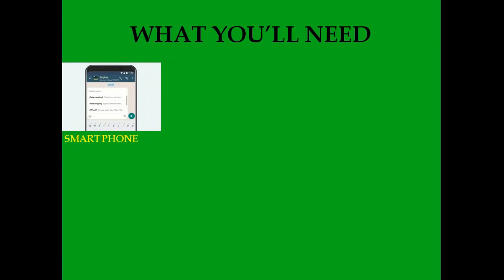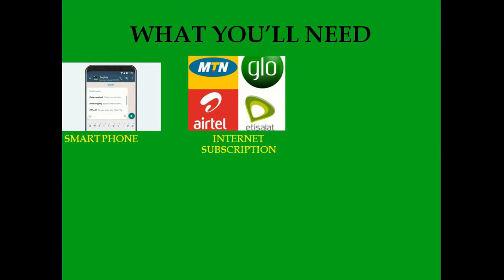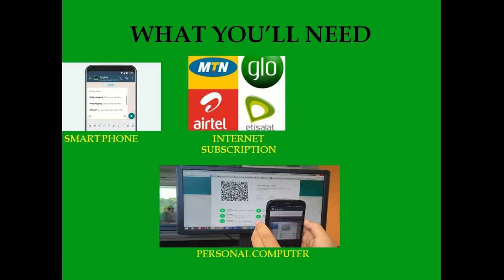Number one, you need a smartphone and you need an internet connection. Thirdly, you need a personal computer. It is very important that you have a personal computer. It could be a laptop, could be any kind of computer. As you can see in the picture, the smartphone and the computer are synced together to help the WhatsApp Web in order to be able to use it for marketing.